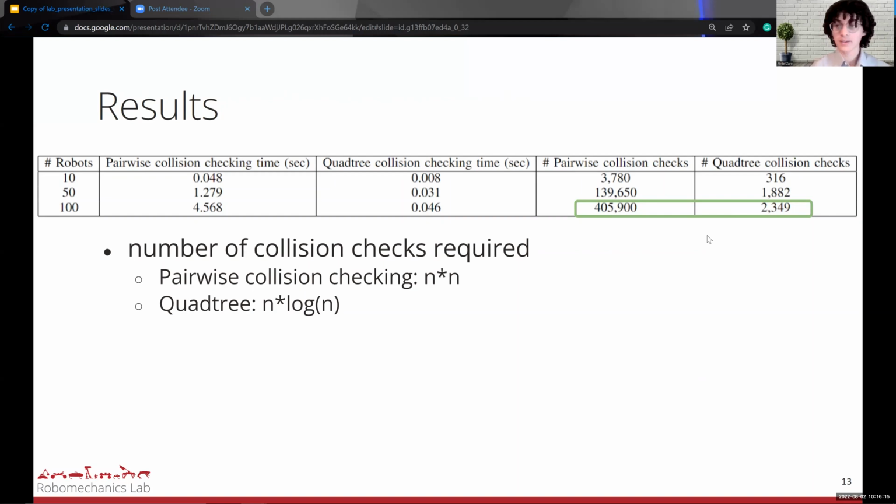The math behind this is that for the pairwise collision detection that's currently used, you need to do n times n collision checks. If you had 100 robots, it's 100 times 100. Conversely, for quad trees, it's n times log n, so it's not quadratic, and that's why you see so many fewer collision checks. That's reflected in the time, where there's approximately a 4.5-second difference between the current pairwise collision detection and the new quad tree we implemented in this research.